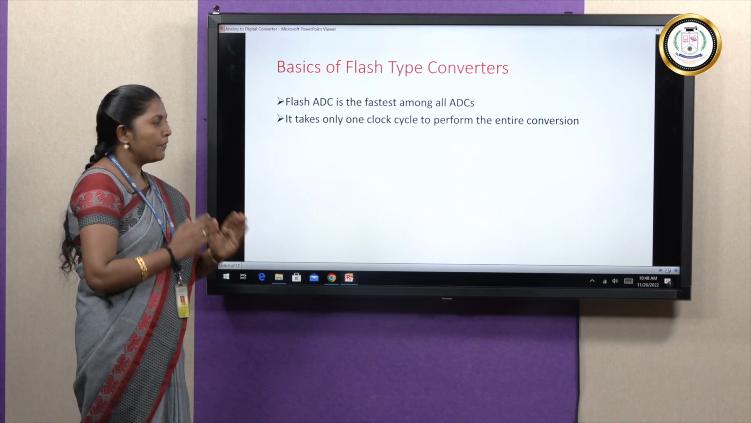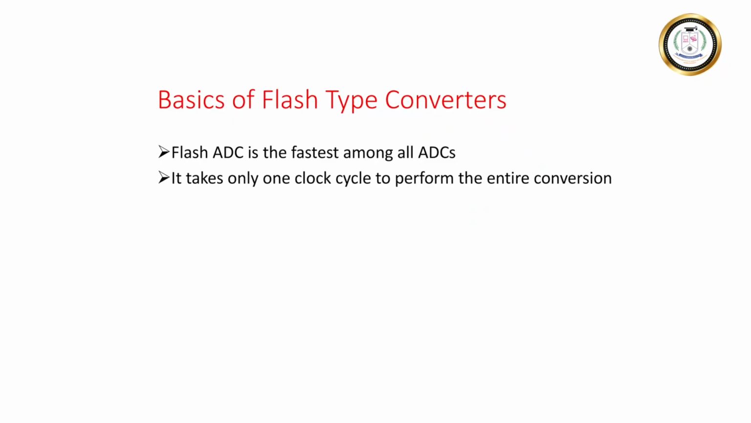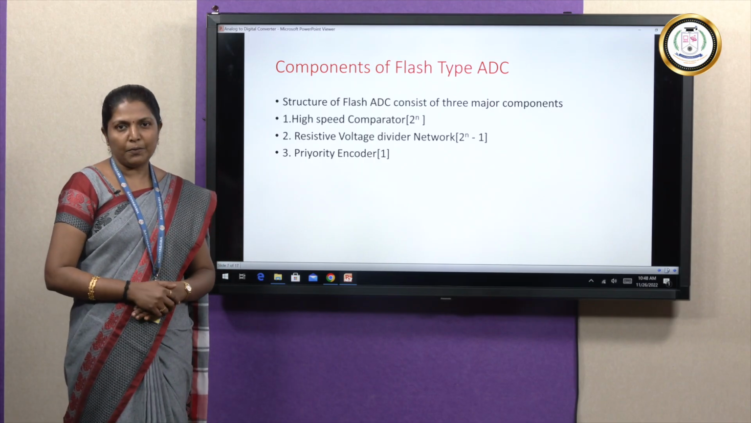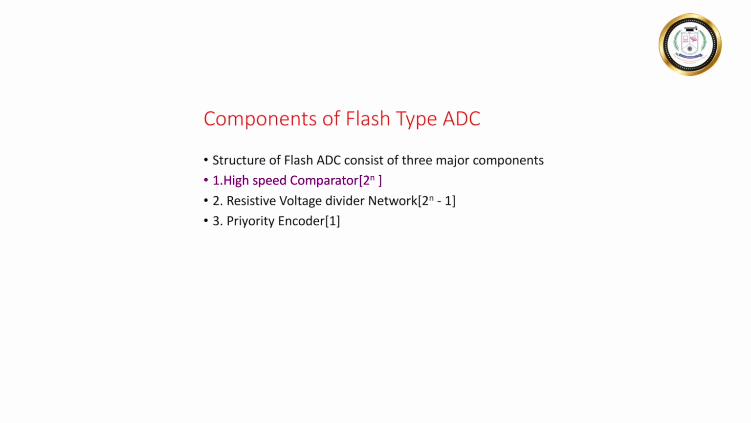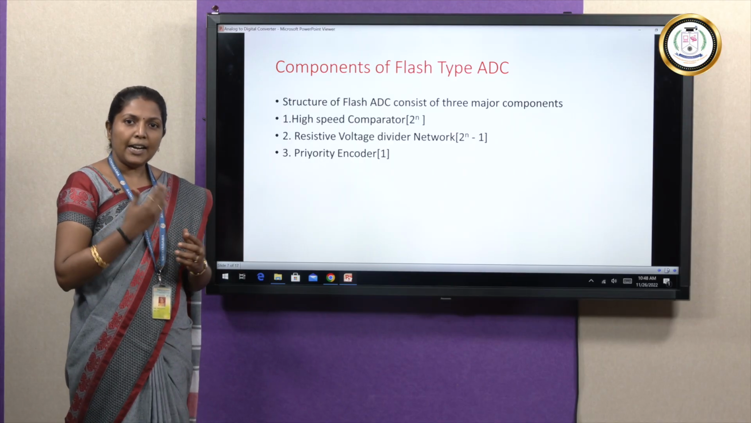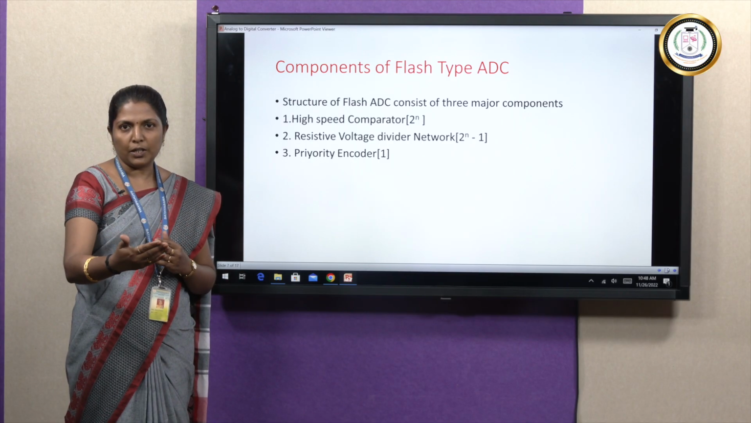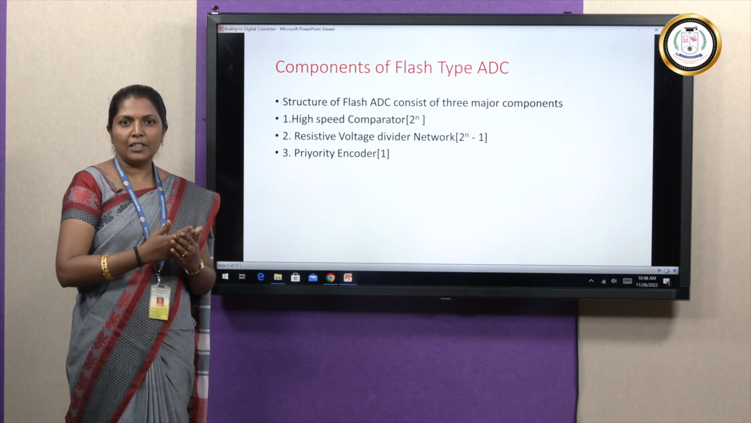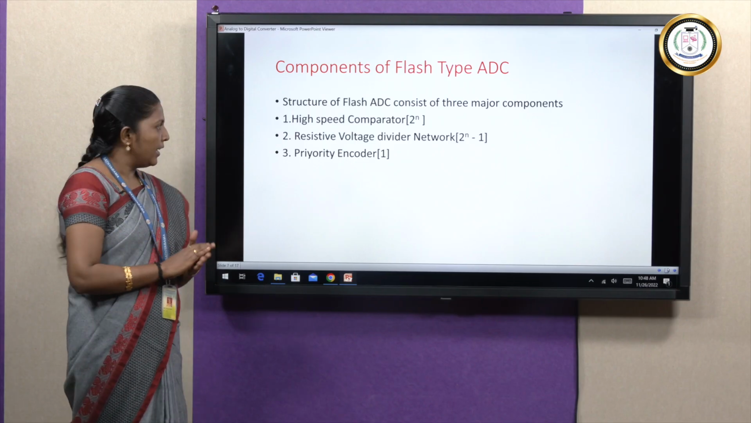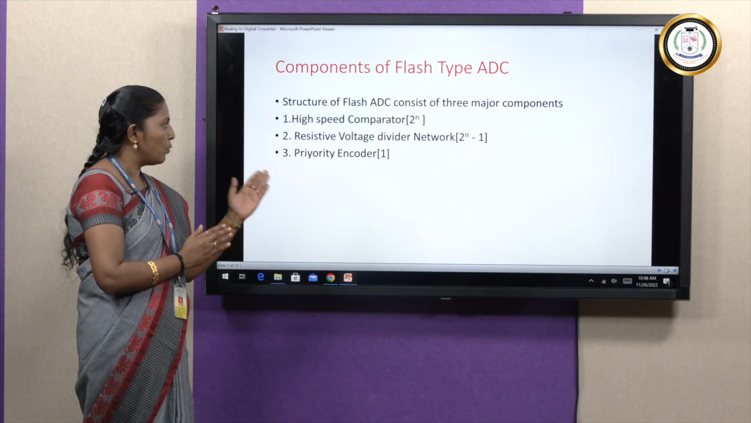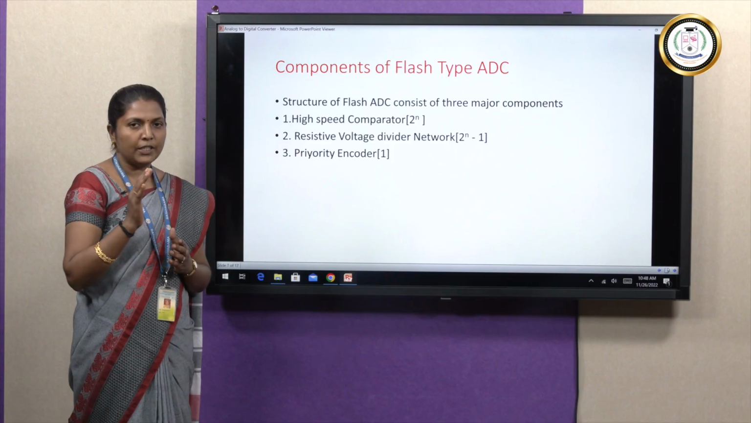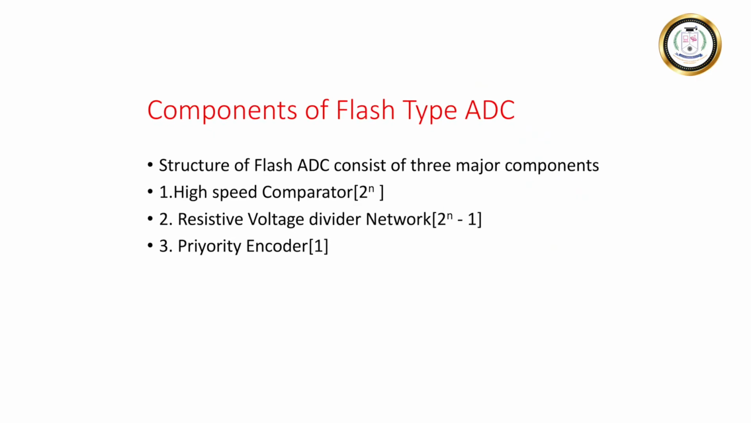This flash type converter is the fastest among all ADCs. It takes only one clock cycle for the entire conversion. What are the components needed for this flash type converter? It needs a high speed comparator, a resistive voltage network, as well as a priority encoder. How many comparators do we need? That depends upon the number of digital bits we are going to convert. For example, if I am going to convert the analog signal into 3 bits, I need 2^3 comparators, that is 8 comparators. Similarly, the number of resistors I need in this resistive voltage divider network is 2^n - 1, that is 2^3 - 1, which is 8 - 1, which is 7 resistors, and only one priority encoder is needed.